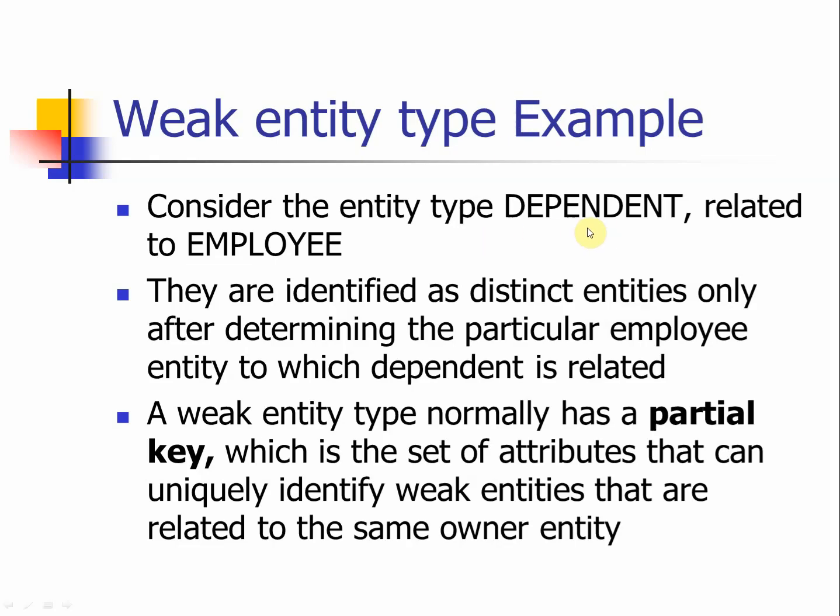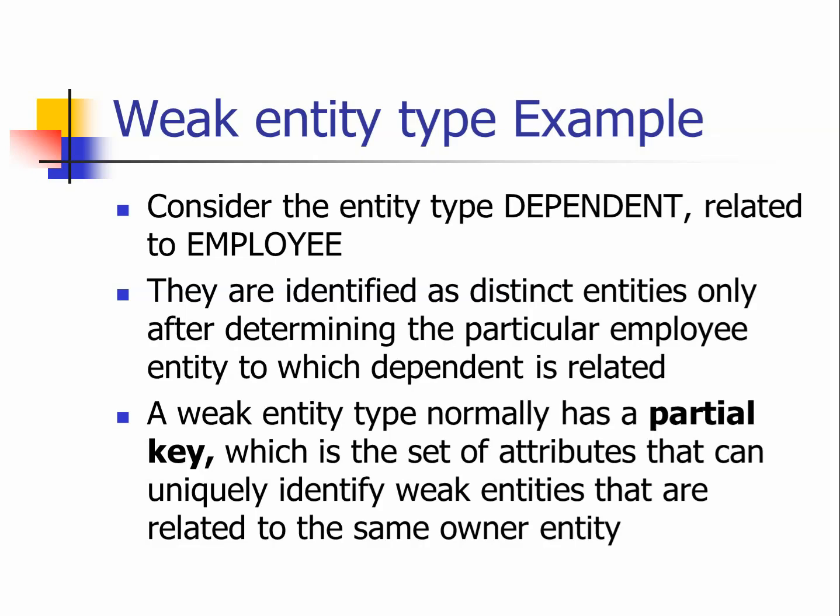Consider the entity type of dependent related to the employee. They are only relevant to the company because of the employee. They are identified as distinct entities only after determining the particular employee entity to which the dependent is related. Think about this: if this employee gets fired, then their dependent is not relevant to the company anymore. That is the important idea of the weak entity.